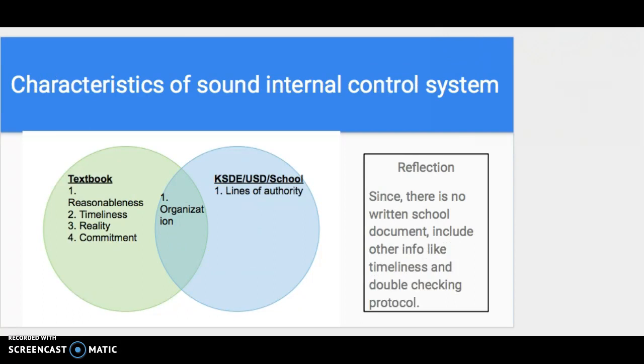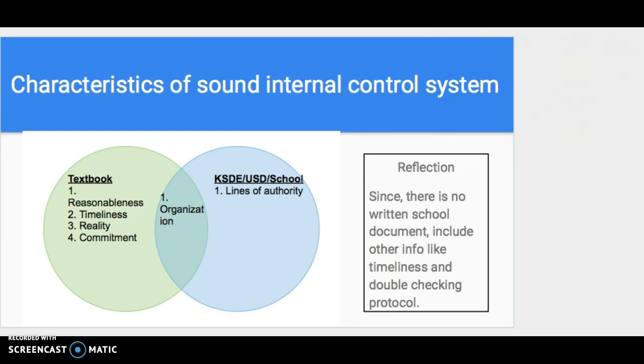Our next one was the characteristics of a sound internal control system. The textbook talked about four parts of that: reasonableness, timeliness, reality, and commitment. With reasonableness, did it make sense? Timeliness, obviously, done in a timely manner. Reality, could it be something that actually could get done? And commitment, was there sound commitment to following all the procedures, guidelines, and rules?